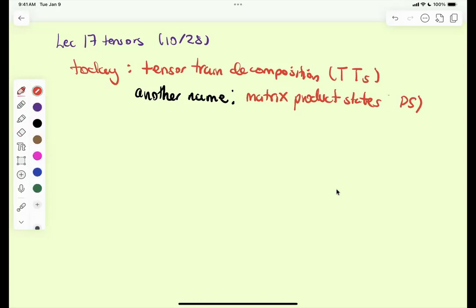So the idea is that when you have tensors, they don't have as many nice properties as matrices do. The operations that you can do on them, there are more options for what you could do. So you'll see today that the way this decomposition works, there's more than one way to do it, and there are actually other types of decompositions out there. So this is not the only way to decompose a tensor.